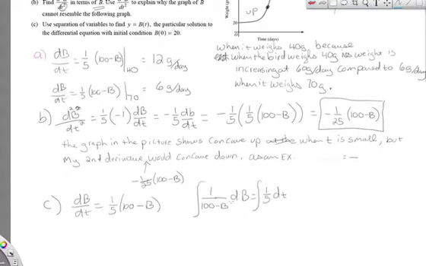So when I separate this out, we can hopefully see that I'm going to get the natural log of the absolute value of 100 minus b equals 1/5 t plus a constant. And they tell me when time is 0, b is 20. So I plug in and I get c equals the natural log of, plug in 20 for b, 80. The absolute values are not necessary in this case because it's a positive number, but there's my constant.